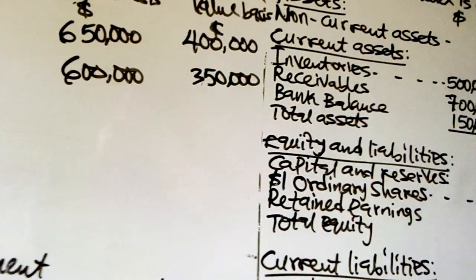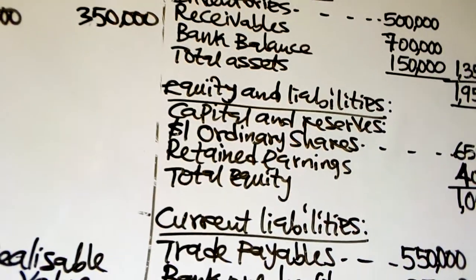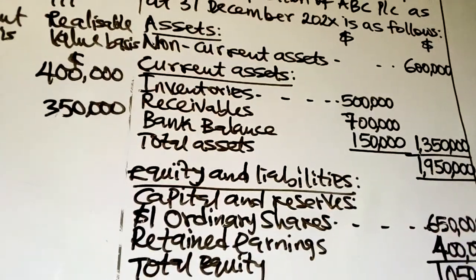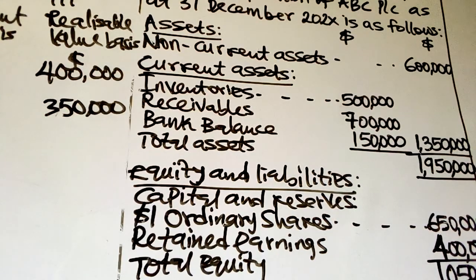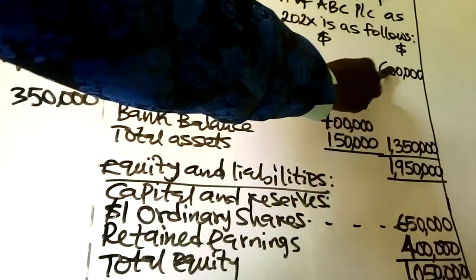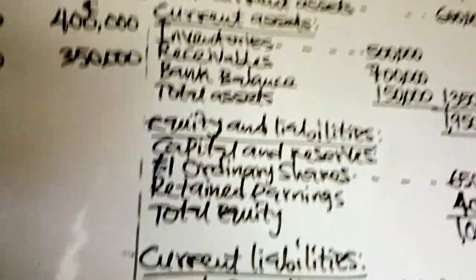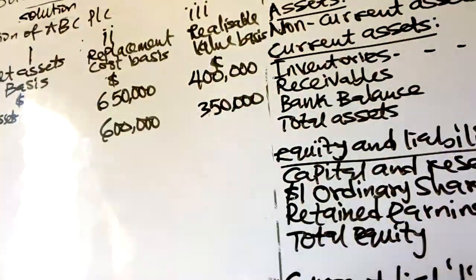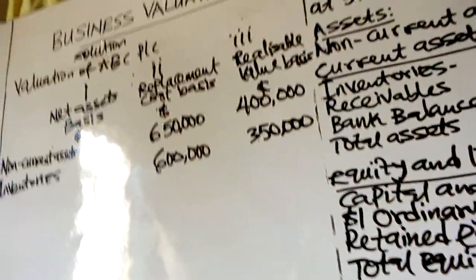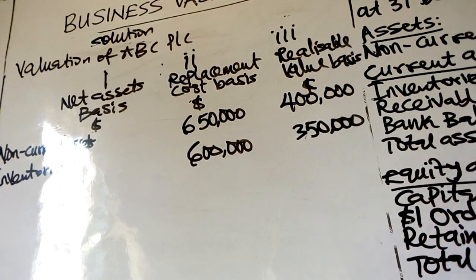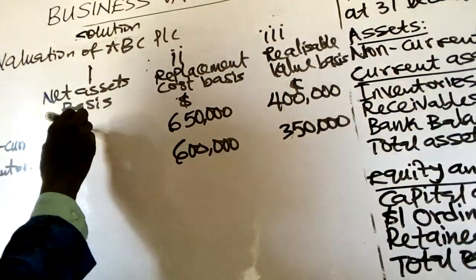Now let's go back to the statement of financial position we are given. So you have non-current assets. Non-current asset, that is 600,000. That is the book value of the non-current asset. You put that under the net asset basis. And that is 600,000.